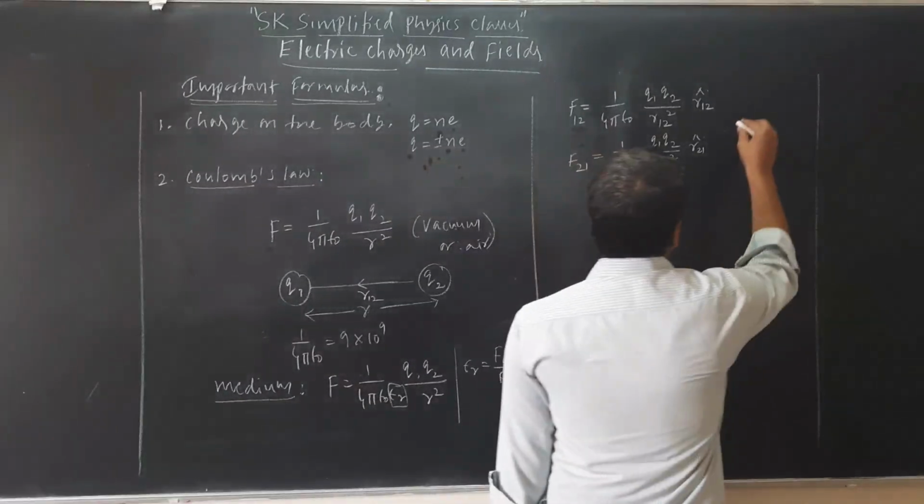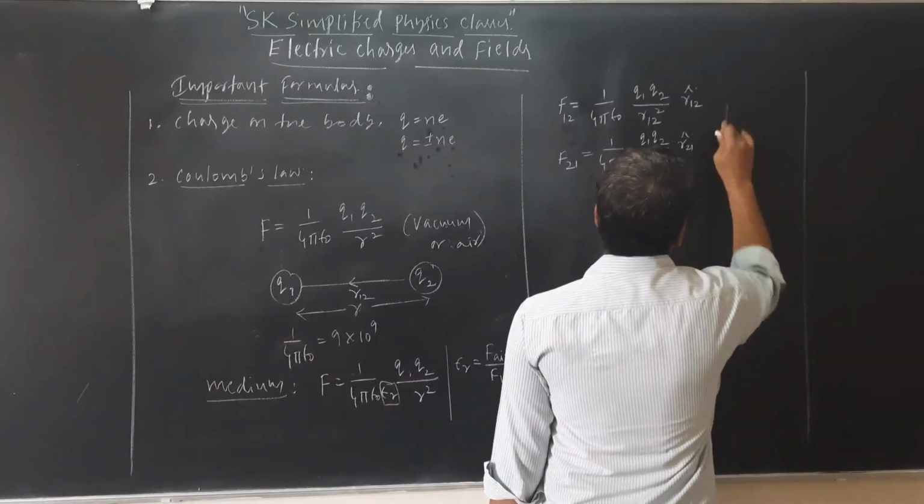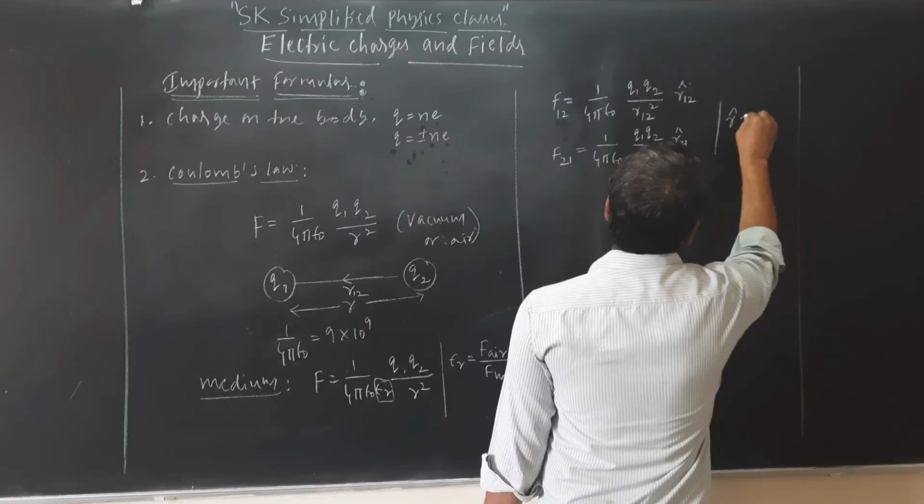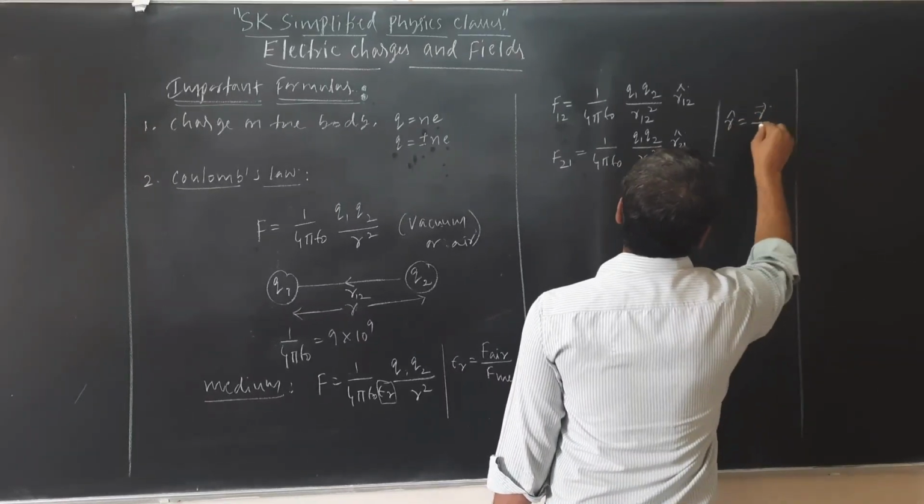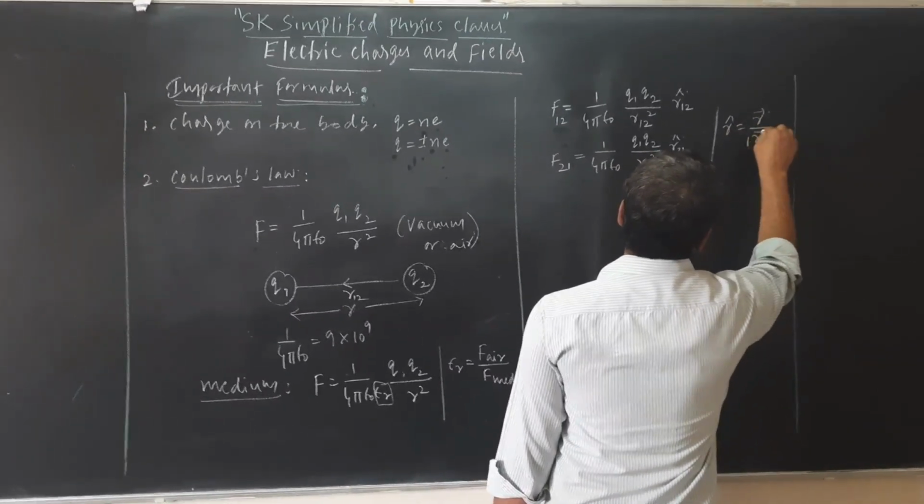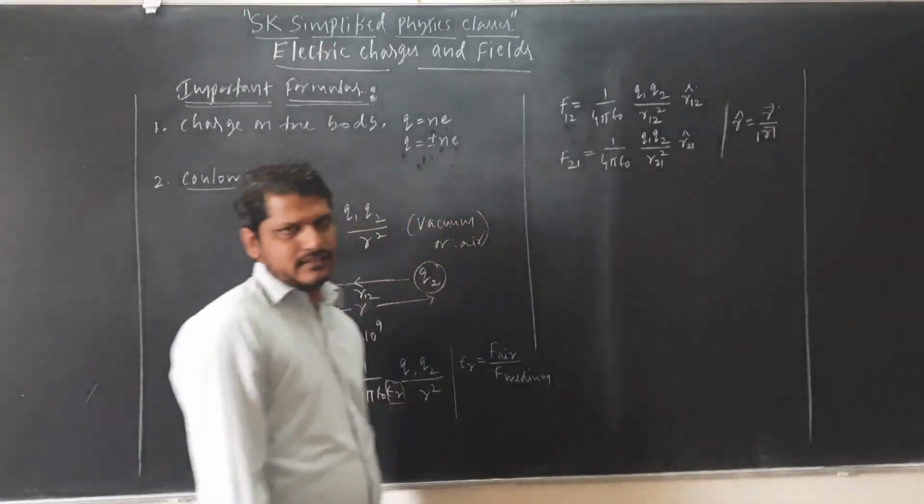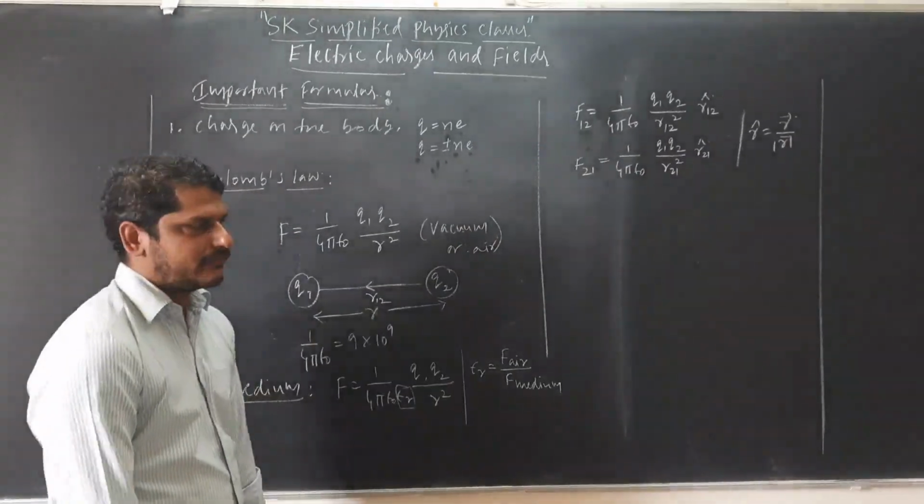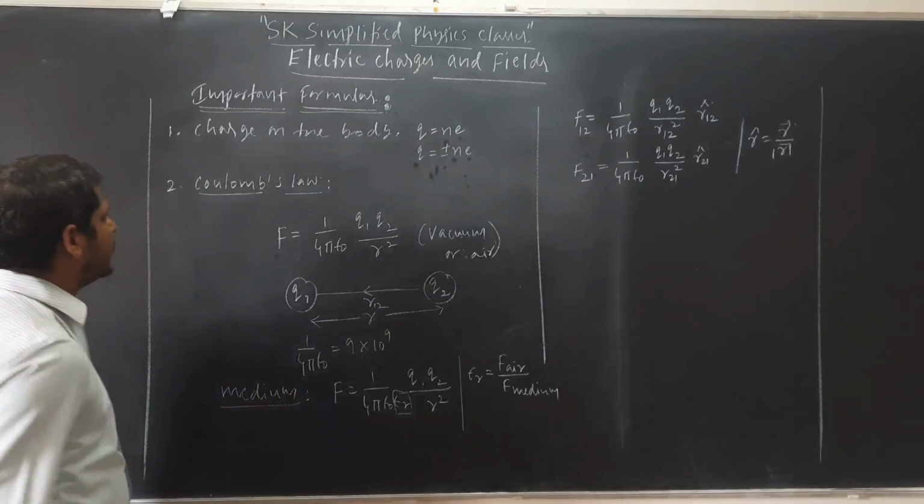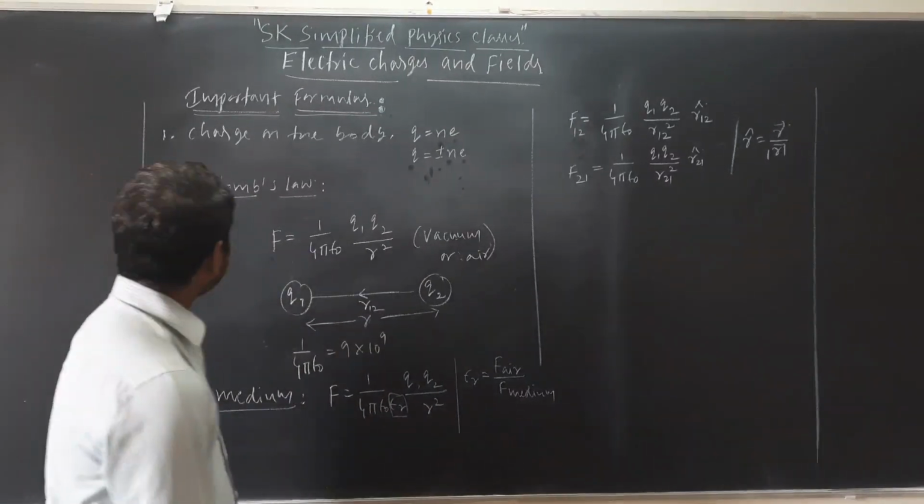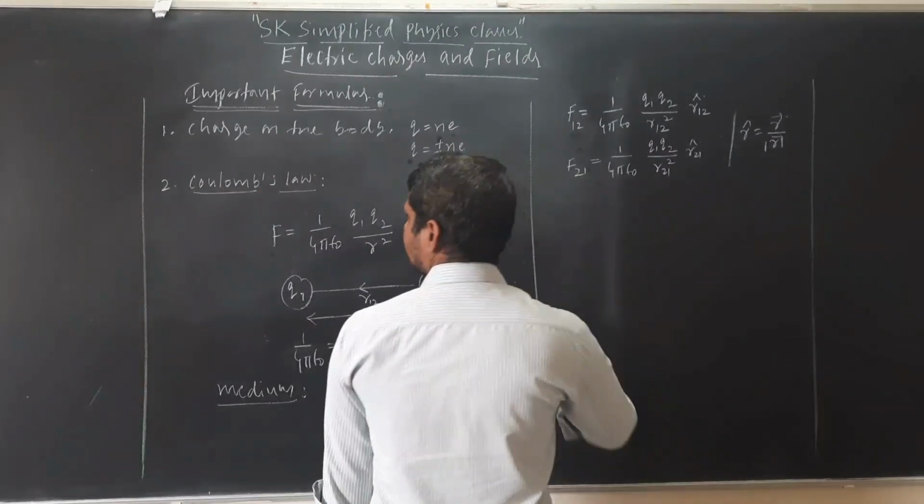As we know, the unit vector can be represented as the ratio of the position vector to its magnitude. This is called the unit vector. So that can be represented in a different way. So this is about the second equation, Coulomb's law.